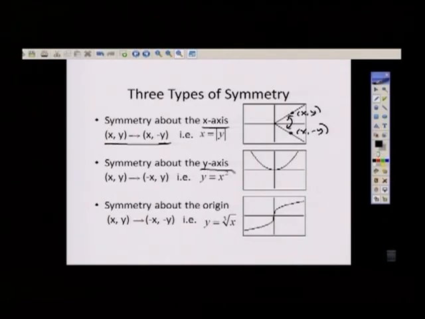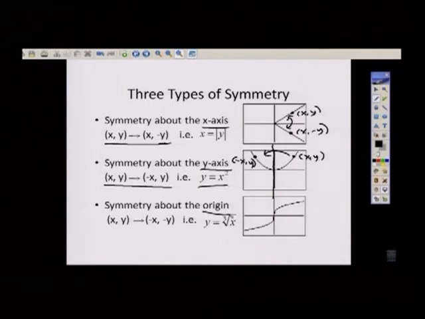Symmetry about the y-axis means the graph will fold over the y-axis, and on this one, if you take an ordered pair x, y, it would map to the opposite of the x value, y. So that is the test to see if an equation is symmetric about the y-axis. And this equation happens to be graphed as y equals x squared, symmetric about the y-axis.